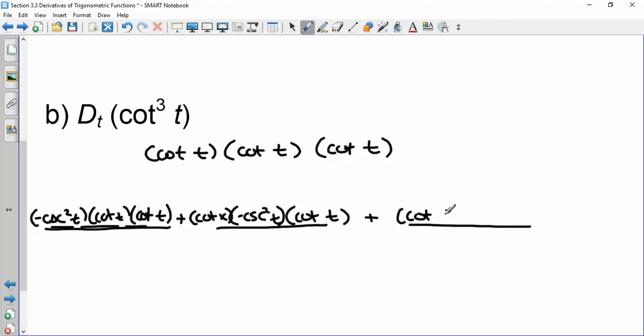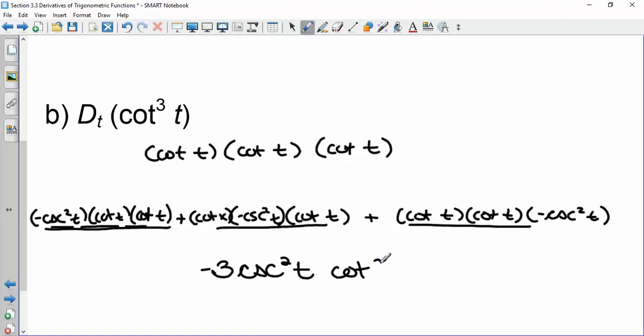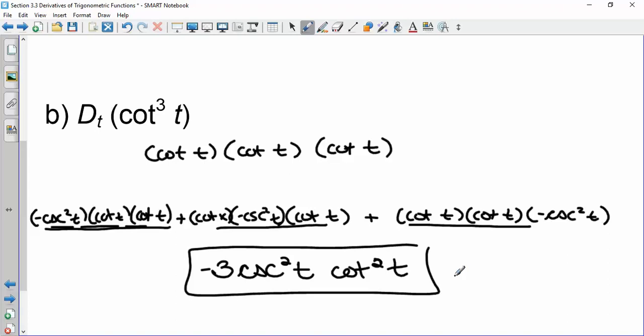Then the last one, the first and the second stay the same. But the derivative of the third one is negative cosecant squared t. If you multiply these, you get negative cosecant squared cotangent squared, plus negative cosecant squared cotangent squared, plus negative cosecant squared cotangent squared. So what does this turn into? A negative 3. Negative 3 cosecant squared t cotangent squared t.